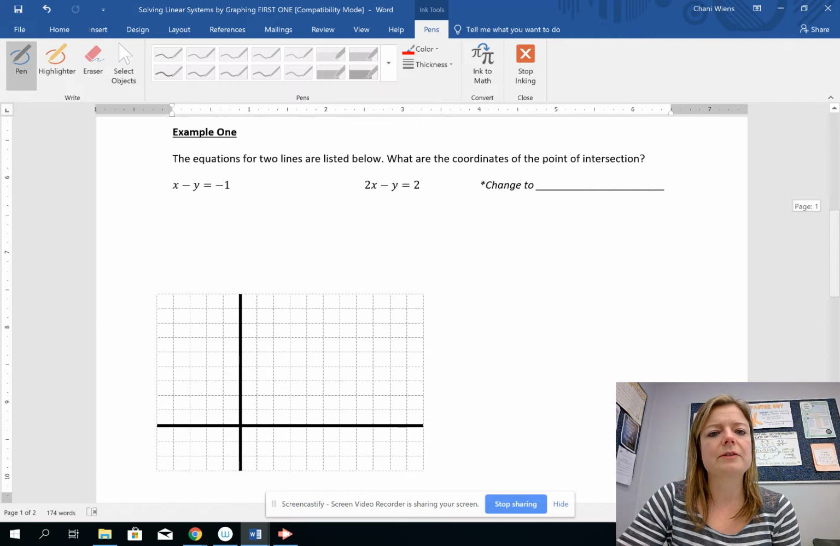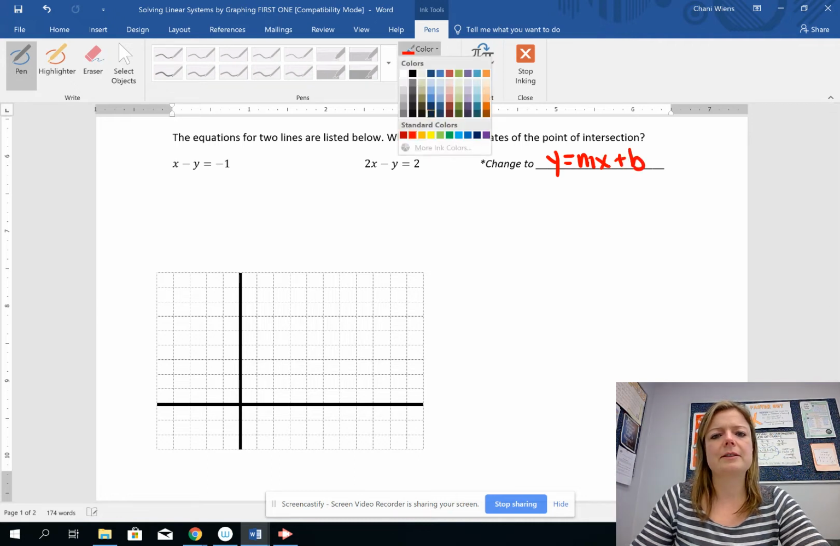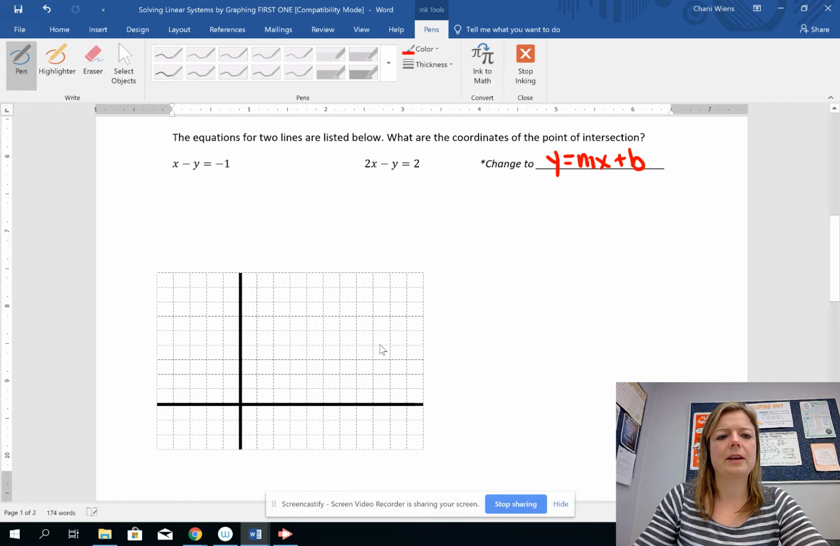Here are the equations for two lines listed below. What are the coordinates of the point of intersection? So the first thing we want to do is change into y equals mx plus b form so that we can graph. Okay, so let's do that here.